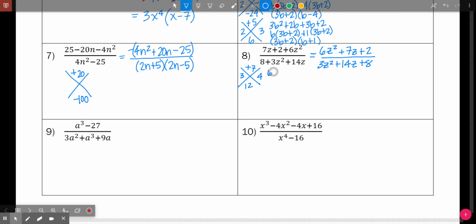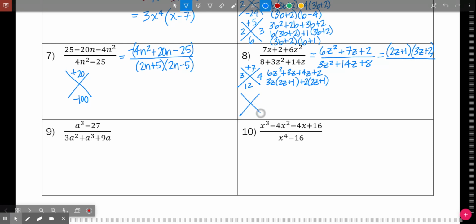So this would be 6z squared plus 3z plus 4z plus 2. So this is 3z times 2z plus 1 plus 2 times 2z plus 1. So the top factors into 2z plus 1 times 3z plus 2.